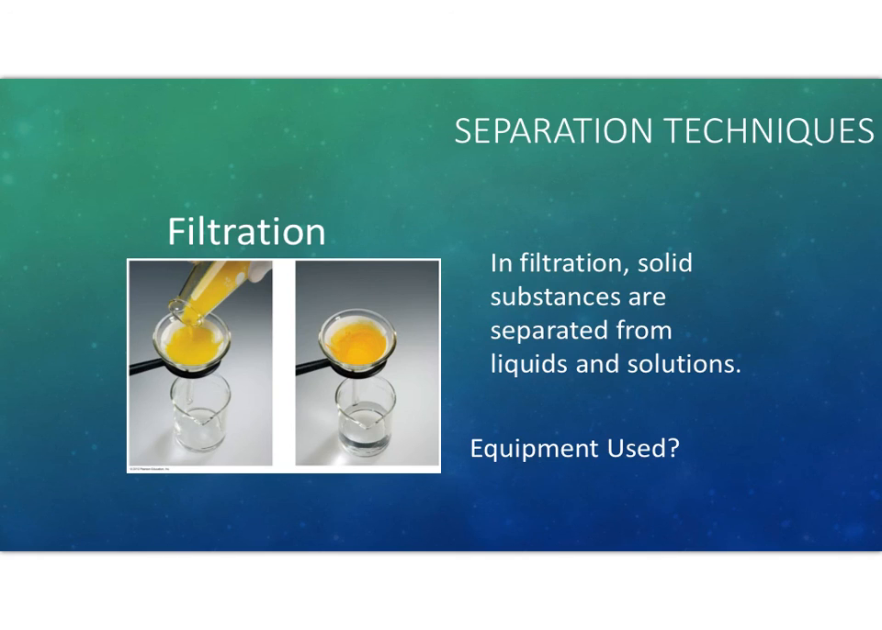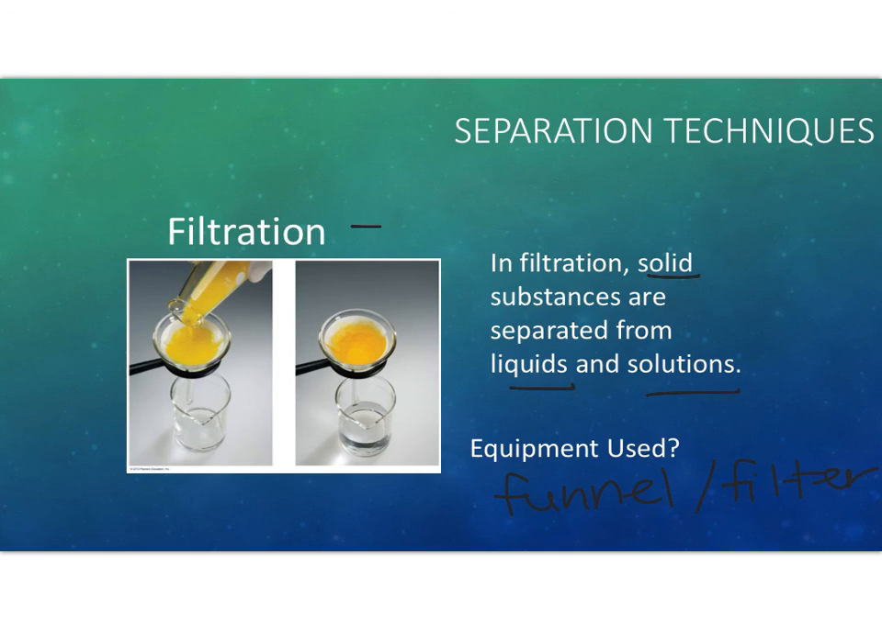The first technique is filtration. You've probably done this at some point, maybe not in the chemistry classroom, but just at some point throughout your life, you've probably filtered one substance from another. In filtration, solid substances are separated from liquids and solutions. So on your paper for filtration, the most important thing that you need to know is that you are separating solid from liquid or solutions. The equipment that you're going to use is going to be a funnel and filter paper.